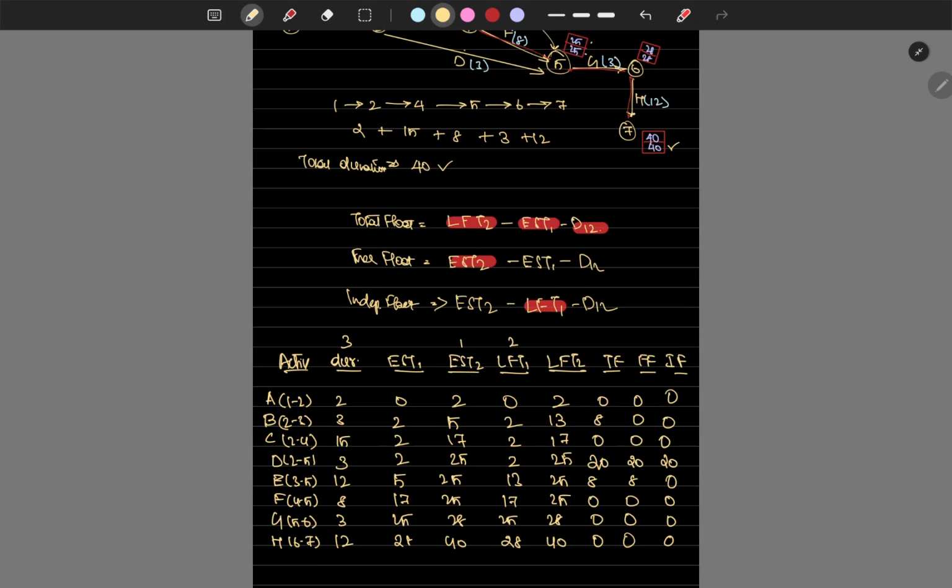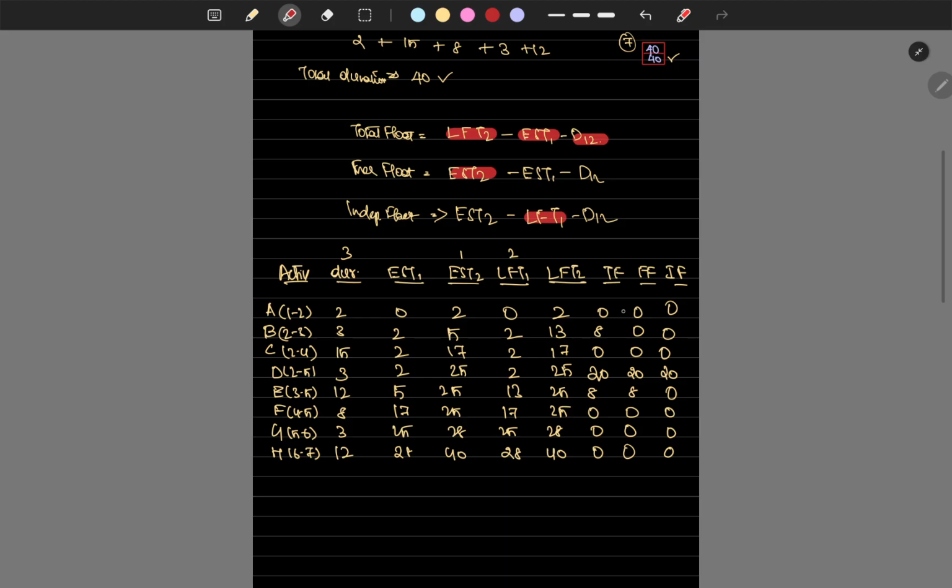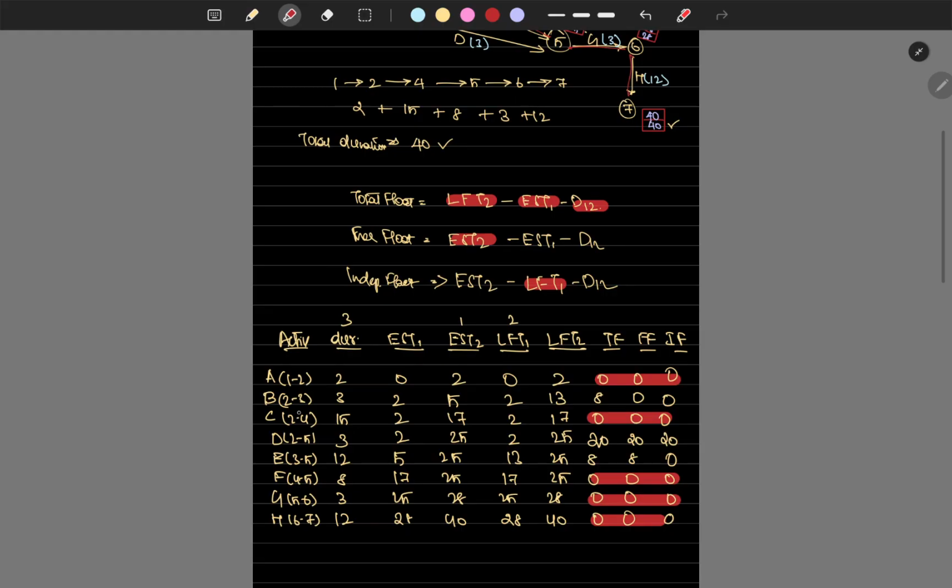Okay. Guys, you can see that wherever all the values are zero, that is our actual critical path, which is 1 to 2, 2 to 4, 4 to 5, 5 to 6, 6 to 7. So we have finished the problem. That's it. Thank you.